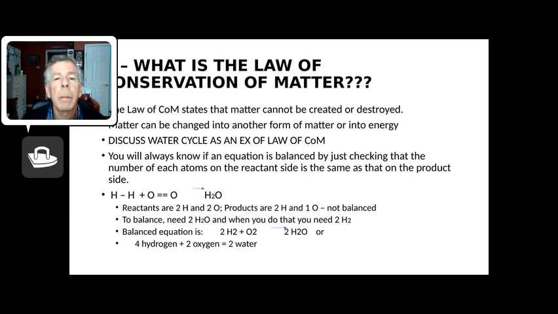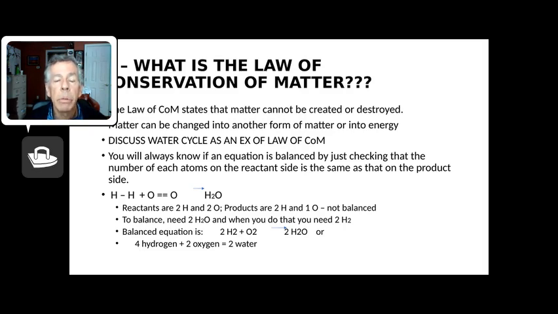So you can always know if an equation is balanced just by checking that the number of atoms on the reactant side is the same as the number of atoms on the product side. So our hydrogen, or H2, plus our O2 yields water. So you have 2 hydrogen here, 2 oxygen here, 2 hydrogen here, but only 1 oxygen on this side. So that is not balanced.